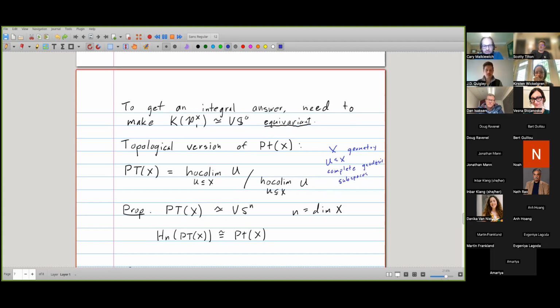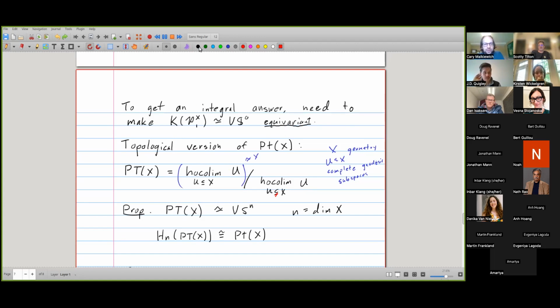Okay, so I have a diagram where I go over all the subspaces of the geometry, where I just take the subspace itself. I can take the homotopy colimit of that. Of course, that's equivalent to X, because X has a terminal object. And then I can mod out by the homotopy colimit where I take all of the proper subspaces. This is kind of hard to see, but it's important. I take everything other than X, and then I quotient that out. So it's a little bit like taking a total homotopy cofiber, right? A big homotopy colimit modulo a smaller one.